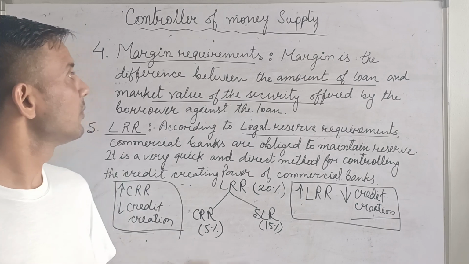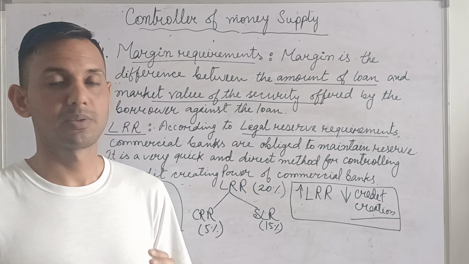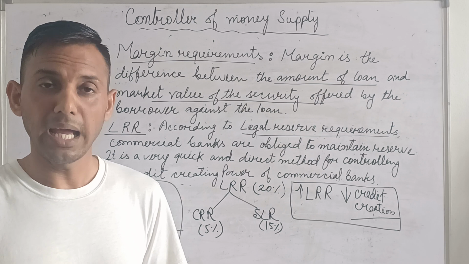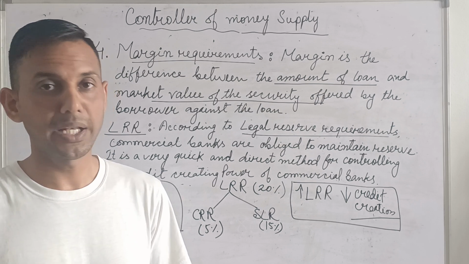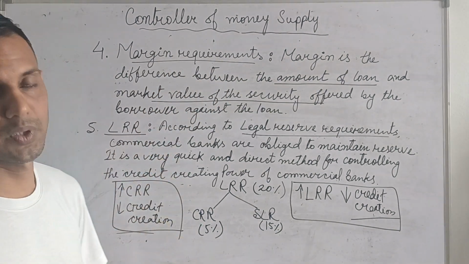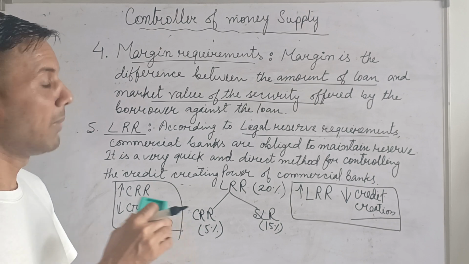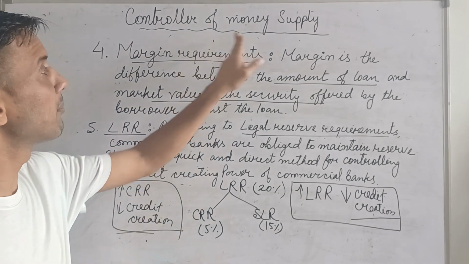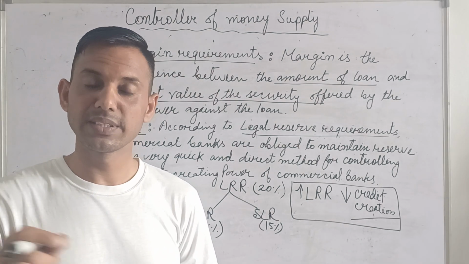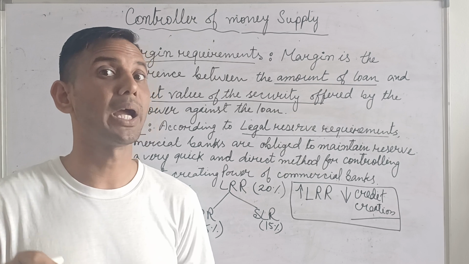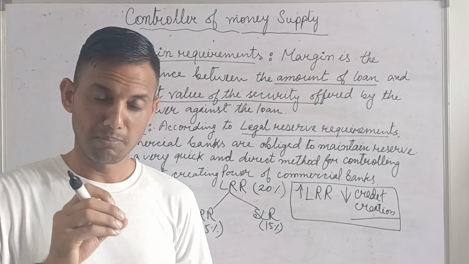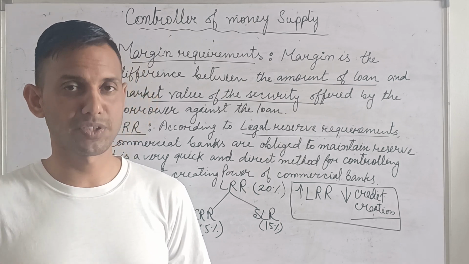So finally we have discussed a total of 5 methods. In the previous video: bank rate, repo rate, and open market operation. And in this video we discussed margin requirements and legal reserve requirements. These are the methods, the systems, to control the money supply. And always remember that when we talk about money control, this is the main function of the Reserve Bank of India or the central bank.